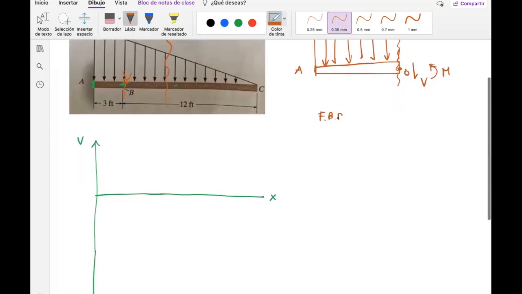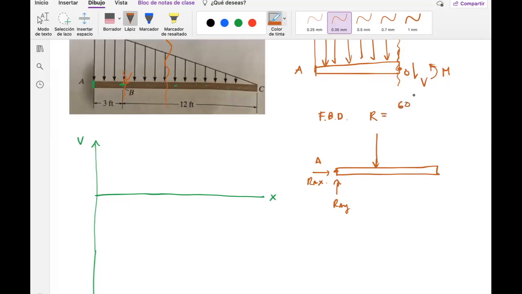So the free body diagram will look like this. I have this beam over here. This is the attachment to the wall, and at this attachment there's going to be a vertical reaction and a horizontal reaction. There's nothing here except a resultant force. This is the resultant force due to this triangular distribution. This one is really easy to get. You just get the area of the triangle. That's kind of the idea.